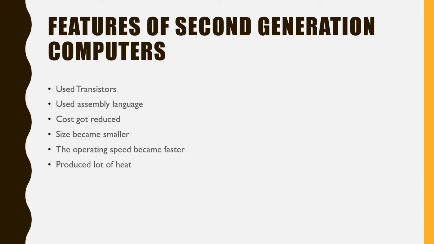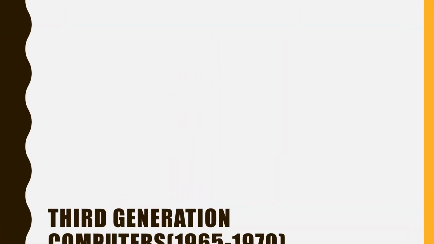IBM 1401, Mark III and Leo are the examples of second generation computers. Then the size difference between a vacuum tube and a transistor is that in place of one vacuum tube you can place 40 transistors.